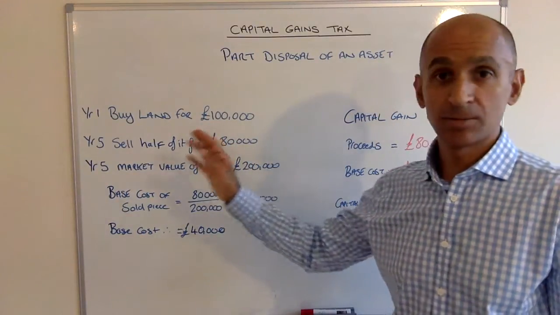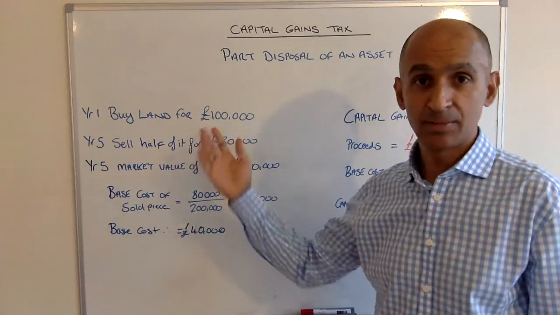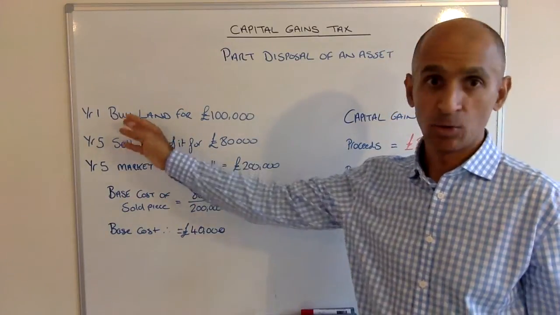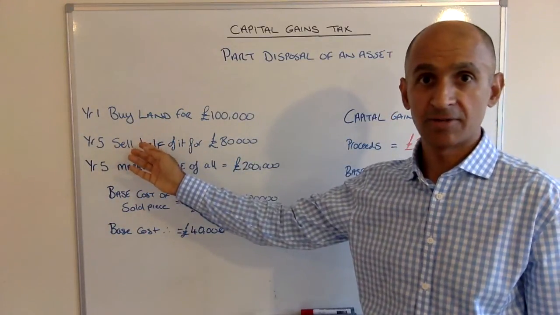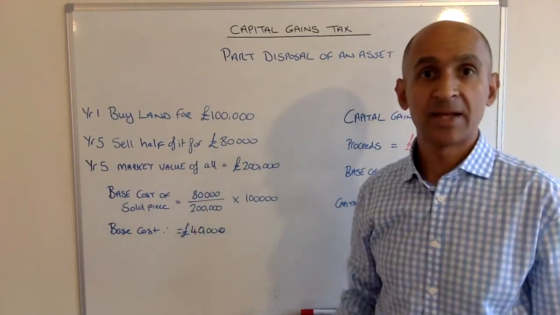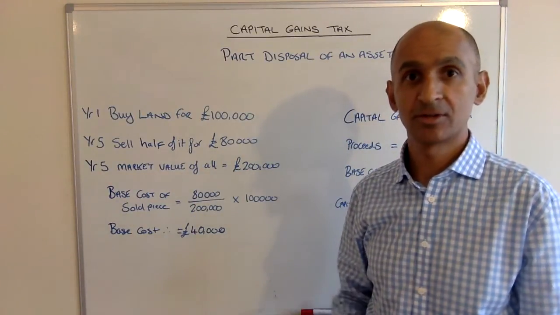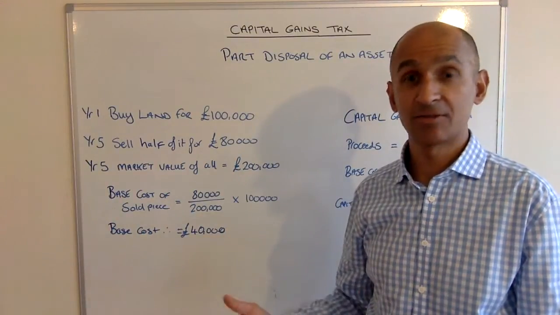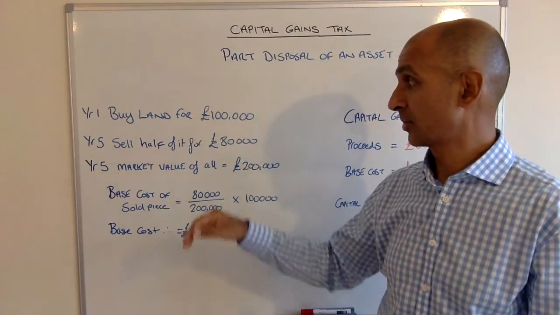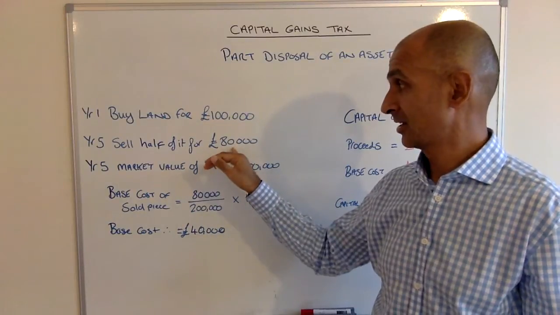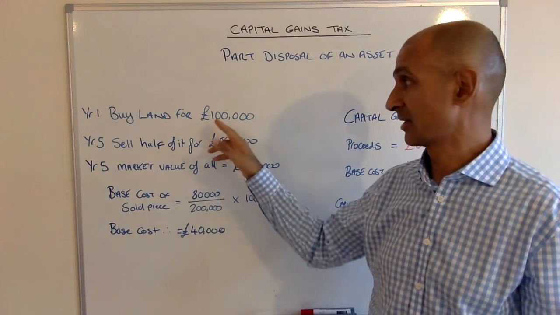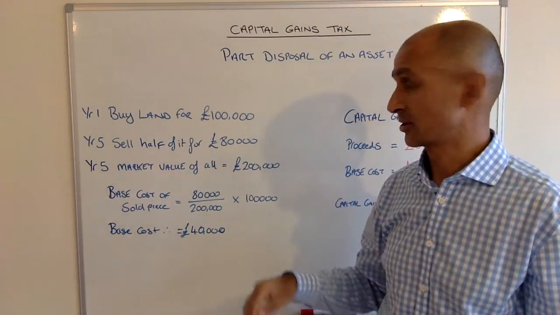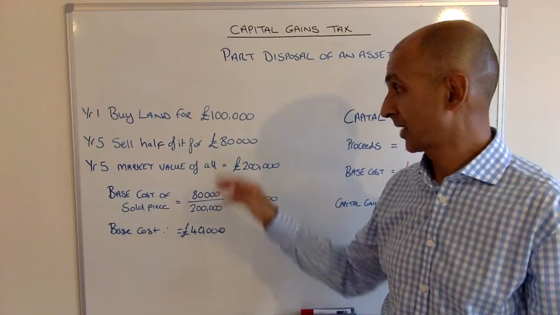So let's say a chap comes along and he buys some land, okay? So he buys a plot of land for £100,000 in year 1. A few years later, say year 5, somebody comes along and makes him an offer, but he only wants half. So say one of his neighbours with an adjoining piece of land comes along and says, I'd like to buy half of your land. So the prices have gone up and he sells half of the land for £80,000. So let's say he originally bought 10 acres. Now he sold 5 acres for £80,000. So he sold half of it, and the price has gone up.